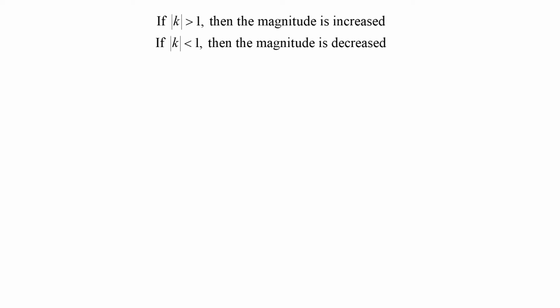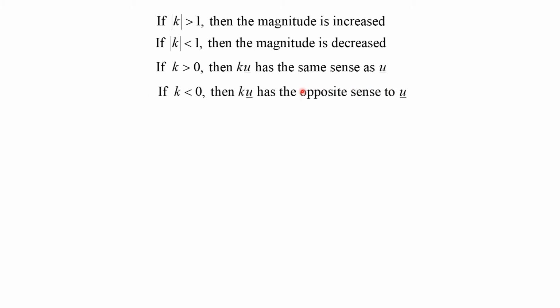So for example, if K is more than 1, okay, so Ku will have an increased magnitude. And if modulus of K is less than 1, obviously the magnitude will decrease. And if K is more than 0, then Ku has the same sense as U, meaning the same direction. Sense here represents direction, yeah. And if K is less than 0, meaning if K is negative, then Ku obviously will have the opposite direction of U.